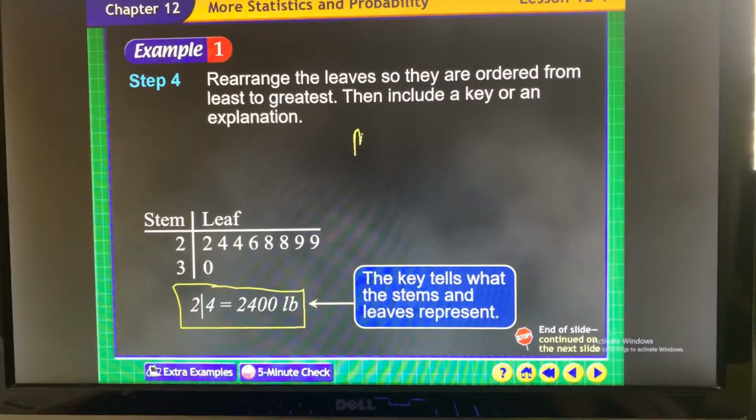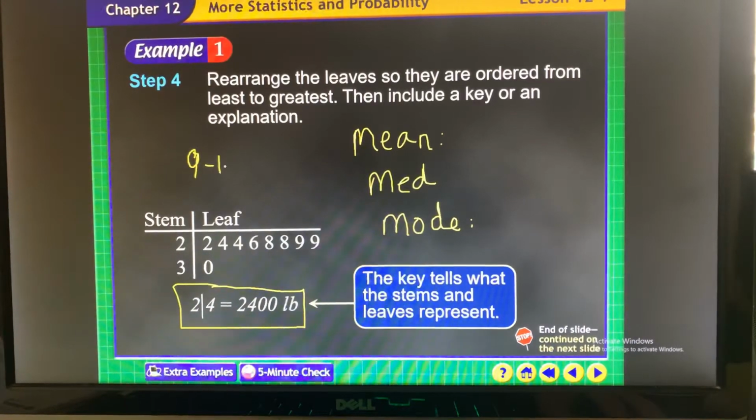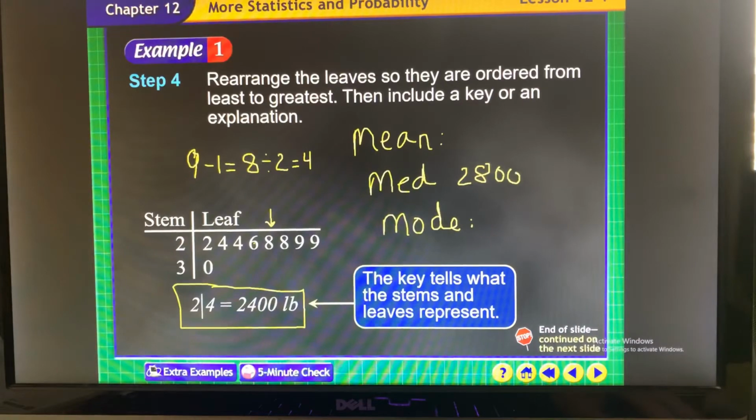Now from here, I can easily figure out the mean, the median, and the mode. The mean, I've got to add them all up and divide by the number of numbers, which there are 9 numbers. The median, I'm going to have to find the middle number. So if there's 9 numbers, remember how I taught you to do this? There's 1 in the middle. So take that 1 away, and you have 8. Cut that in half, and you have 4. So you're going to count 4 numbers in. 1, 2, 3, 4. There's your median. So your median is not 8, it's 2,800. Remember, you've got to use the data that you're using.